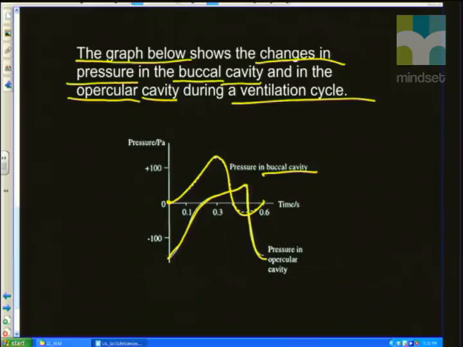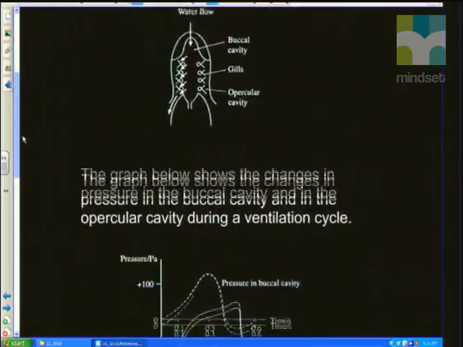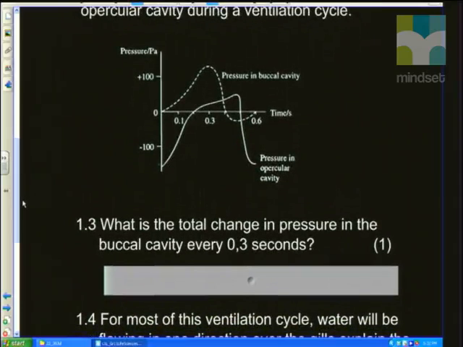Okay, let's go have a look at the question. I put it on there again just to show you, and I gave you the things just to prove it. First thing, let's put the first question up. It says there, what is the total change in pressure in the buccal cavity over 3 seconds? Every 3 seconds. So they're looking at its whole part. So from here to here, what's the biggest change?